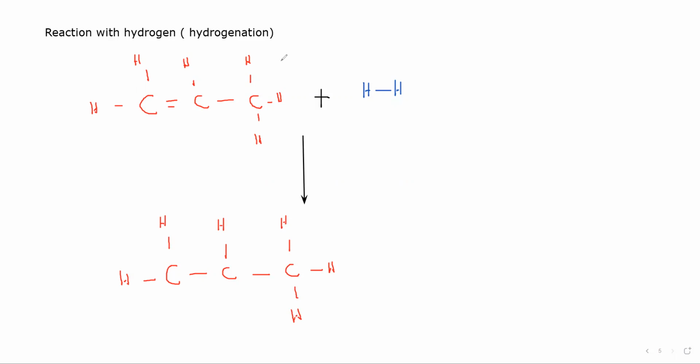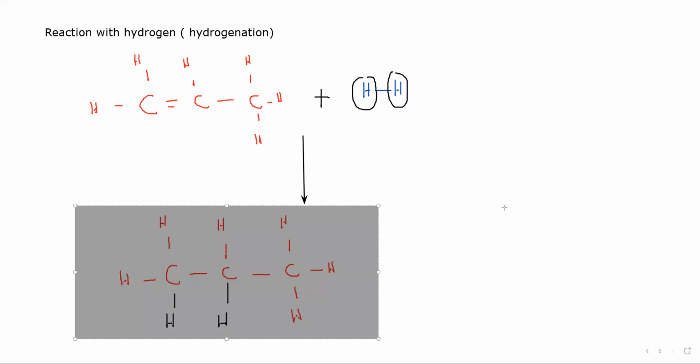Now what happened? Because the double bond breaks, these two hydrogen atoms, one hydrogen atom is attached to the first carbon and the second hydrogen atom is attached to the second carbon. So we have two reactants and only one product.